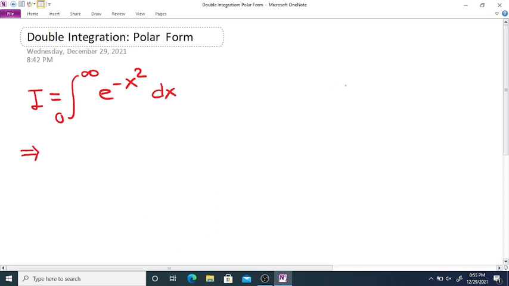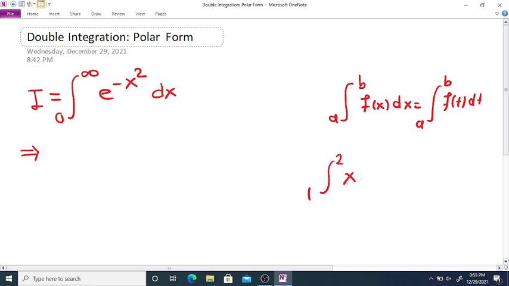Again we know that the integration from a to b of f of x dx is the same as the integration from a to b of f of t dt. That is, the variable of integration that we use in the definite integral won't affect the answer. If we evaluate, say, the integration from 1 to 2 of x dx, which is equal to x square by 2, it is equal to 4 by 2 minus 1 by 2, which is equal to 3 by 2.